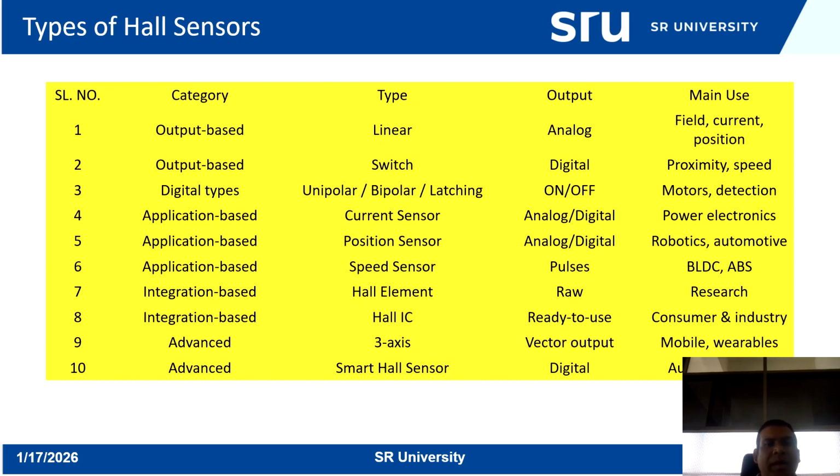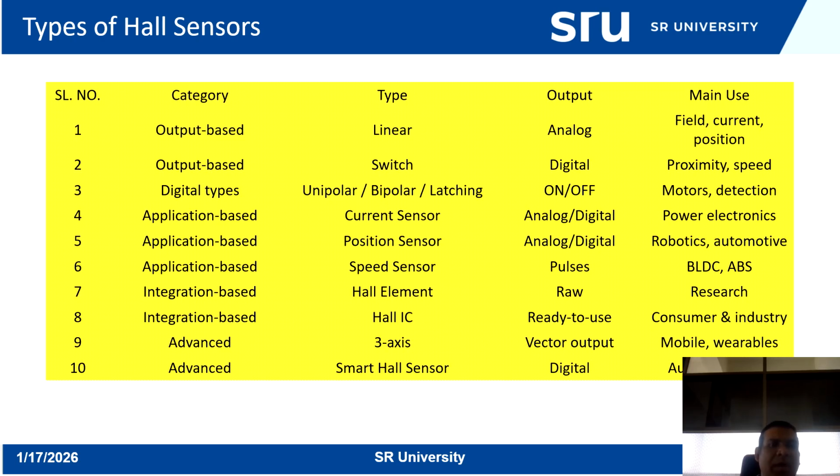Now here you can see I have mentioned the types of Hall sensor. The category is output based, the type is linear and switch, and the output pattern is analog and digital. Linear type analog Hall sensors are basically used for field, current and position sensing. Then the second output based type, the switch type, is a digital sensor basically used for proximity sensing and speed sensing. After that, the digital type has three types.